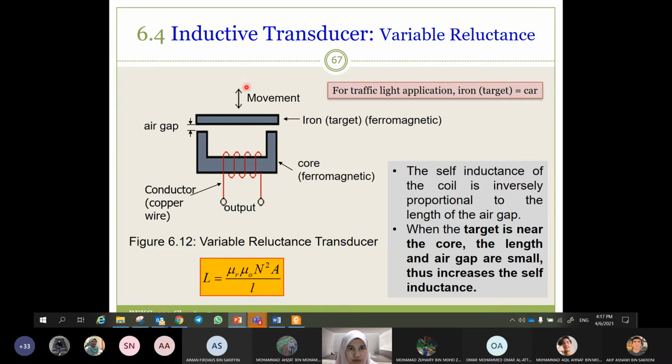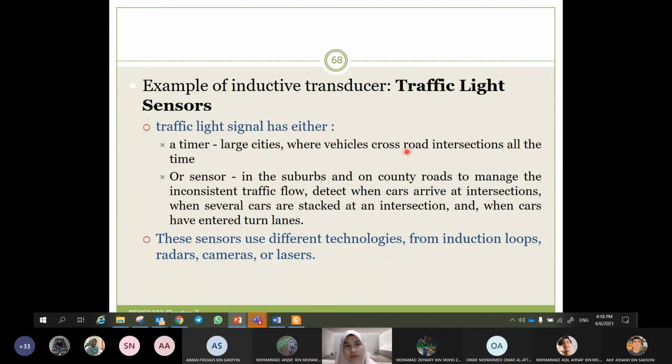When the car is moving towards the core, toward this induction loop, the air gap will become lower, or the length becomes lower, so the inductance will be higher. The self-inductance of the coil is inversely proportional to the length of the air gap. When the target is near the core, the length of the air gap is small, and it will increase the self-inductance. So we have learned this during our class on Monday.